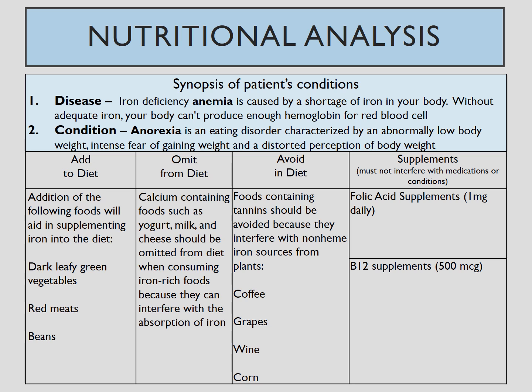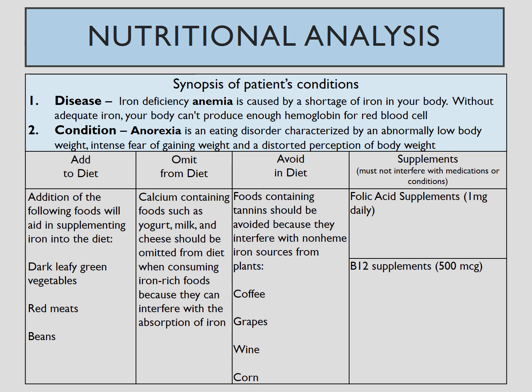Things to add in her diet include dark leafy green vegetables, red meats, and beans. This will help supplement iron into her diet. Calcium-containing foods such as yogurt, milk, and cheese should be omitted from the diet when consuming iron-rich foods because they can actually interfere with the absorption of iron.